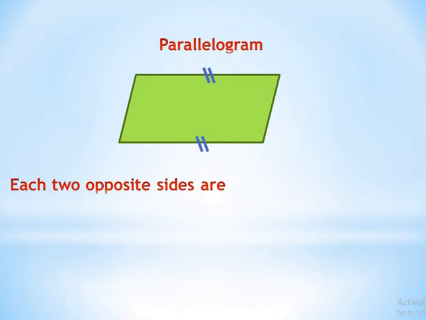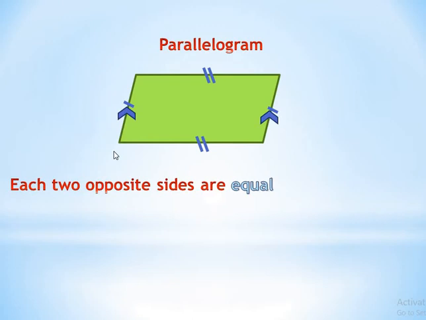In a parallelogram, each 2 opposite sides are equal in length. That means the 2 sides which are opposite to each other are equal in length. If it was 5 centimeters, this will be 5 centimeters. If it was 3 centimeters, this will be 3 centimeters.